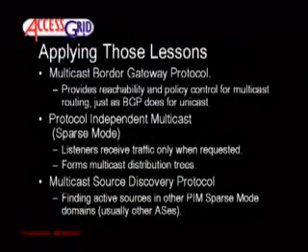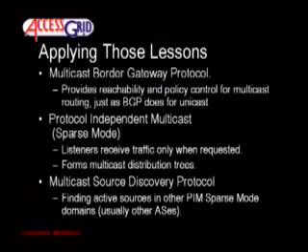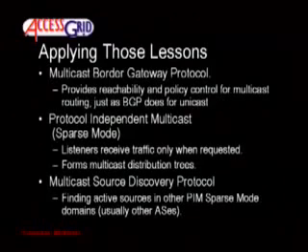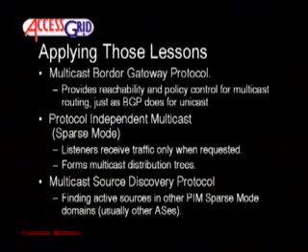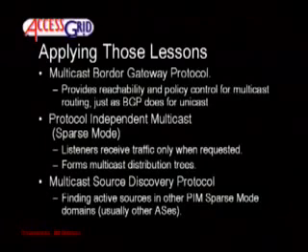So some of the lessons that have been applied to this. The multicast border gateway protocol, and I got the wrong slides. Oh, no I didn't. This is not the multicast border gateway protocol, this is the multi-protocol border gateway protocol. I forgot to update this. The multi-protocol border gateway protocol provides reachability and policy control for multicast routing, just as it does for unicast routing. You have all the knobs ranging from length comparisons to AS path length comparisons to local pref to metrics. All of those things are available to you with the multi-protocol border gateway protocol.